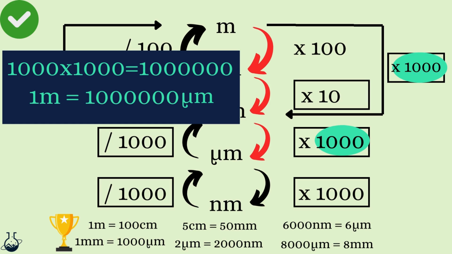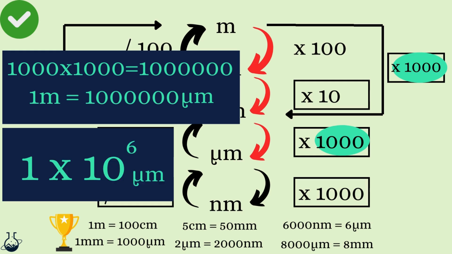Now you can see this as a lot of zeros. We might make errors here and write the wrong number of zeros in our calculations. So this is where standard form comes in handy. 1 million micrometres can be written as 1 times 10 to the power of 6 micrometres. It would take the decimal point 6 moves to make it a number between 1 and 10.